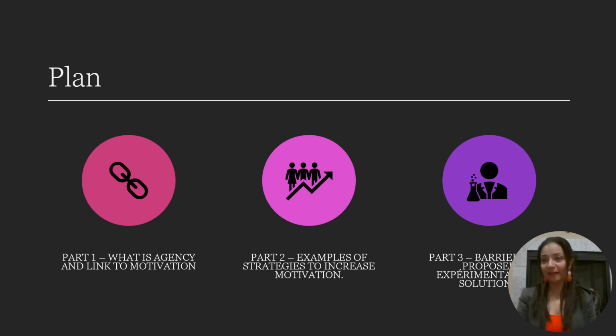So here's a look at our plan. Part one, we'll be talking about what agency is and its link to motivation. Part two, we'll discuss some examples and strategies that we can use to increase motivation. And part three, we'll briefly touch on some barriers and what we can do about them.